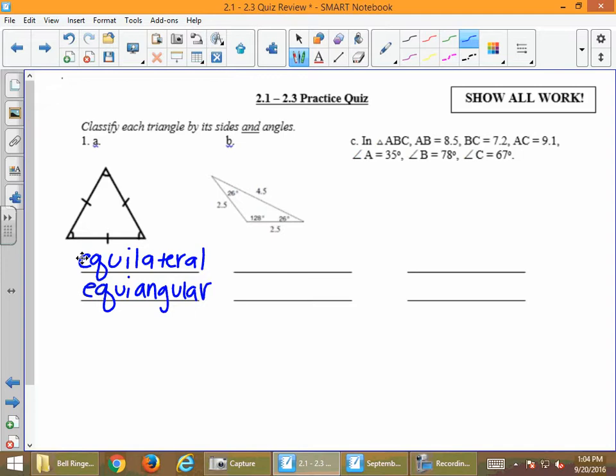If we look at B, what do we notice about the sides of B? Courtney? Two of them are the same. Good. So if two of them are the same, we would call it what? Good, isosceles. So if we know two sides are the same, these two right here, the same measurement, then we know it's isosceles.